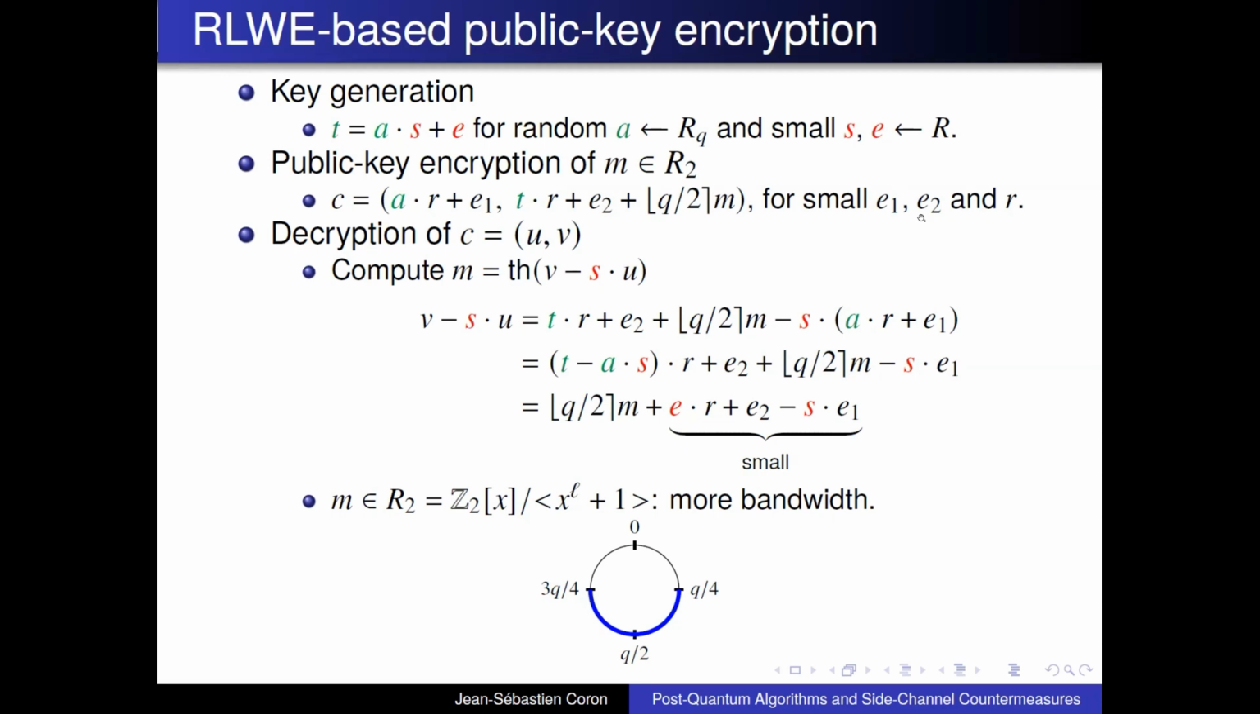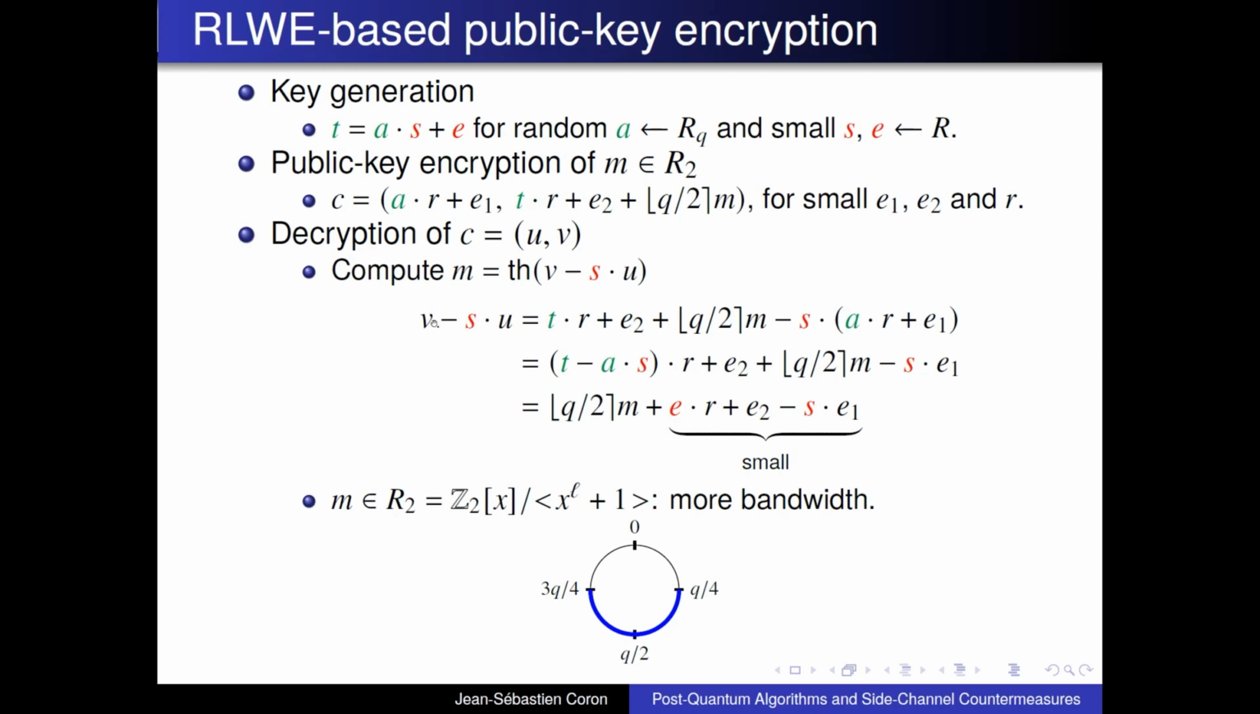And then to decrypt, when we have this ciphertext with two components, U and V, to recover the message M, we compute V minus S times U. So V minus S times U is a polynomial, and it's easy to check that this polynomial has a special form: it can be written as Q/2 times M, for the plaintext polynomial, plus something small.